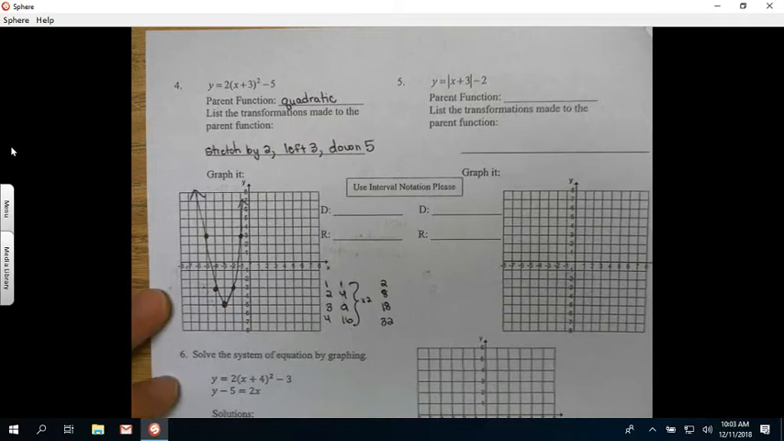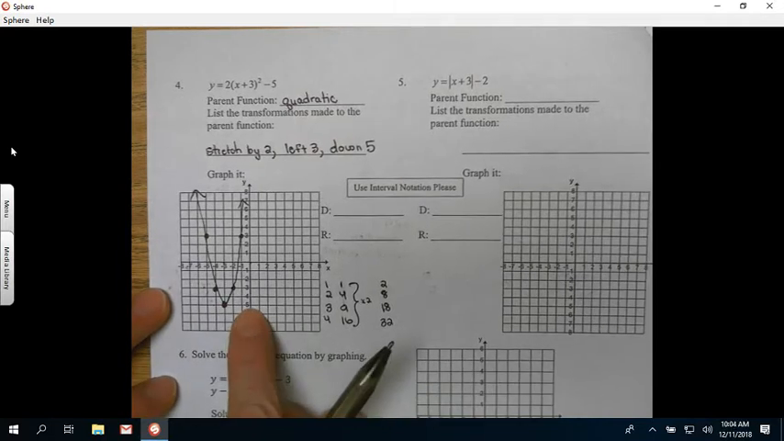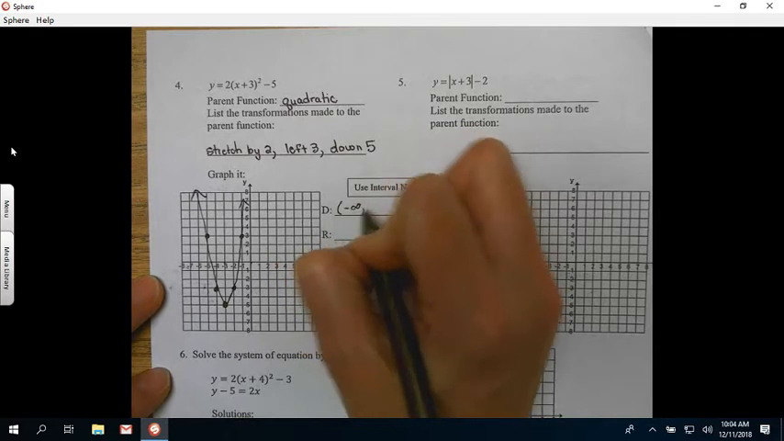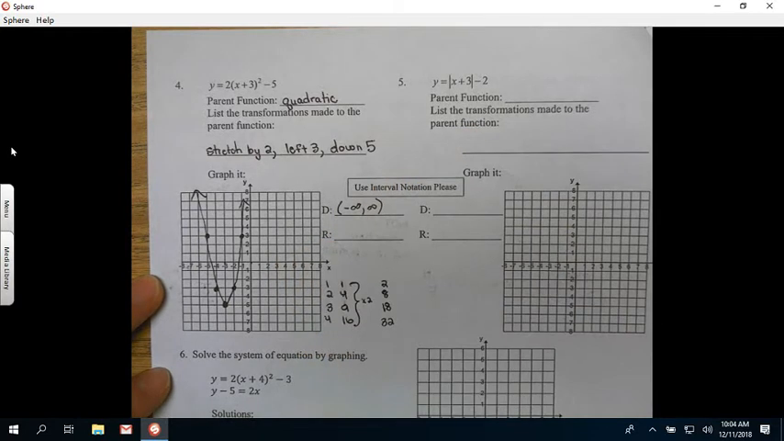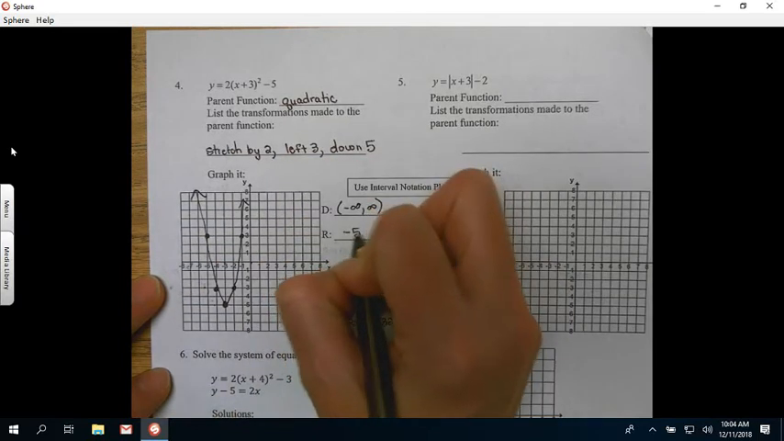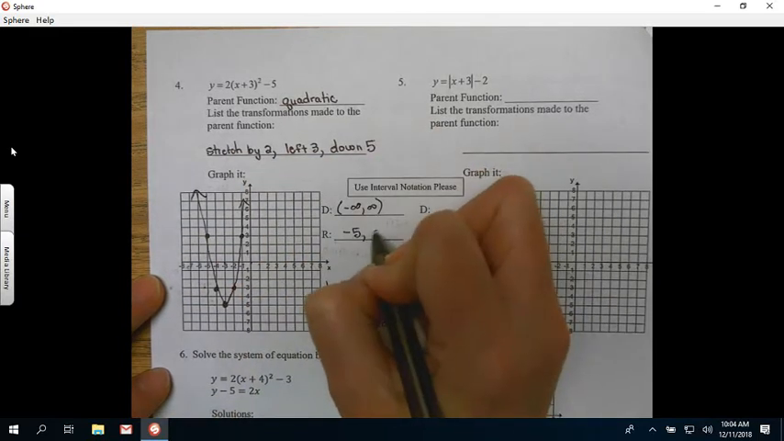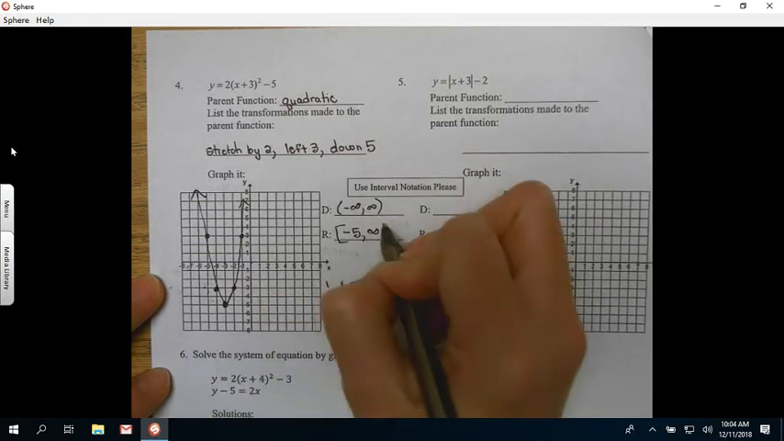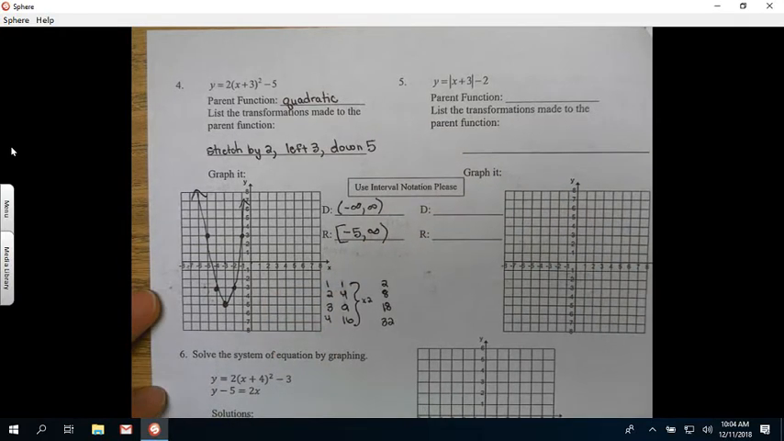quadratic. What is the domain of my quadratic? Well, it looks very similar to the graph that we just looked at on number 3. So it is negative infinity to infinity. Range, remember, is my y, so it's bottom to top. So what is the lowest this ever goes? Negative 5. It goes all the way up to infinity. It is including the point negative 5, and we always put parentheses around the infinity.